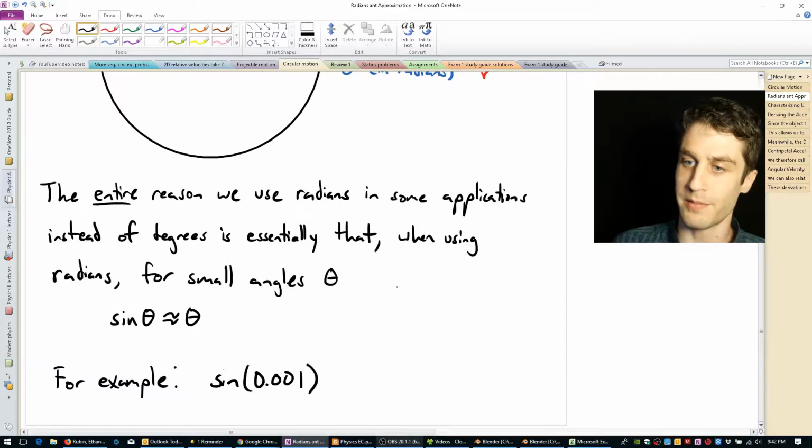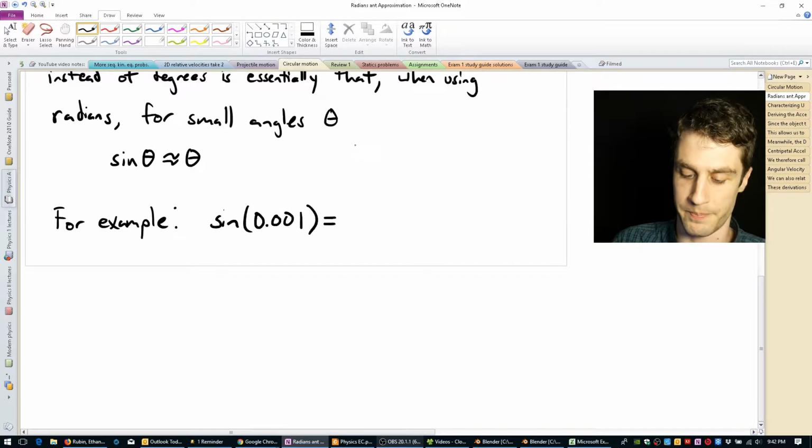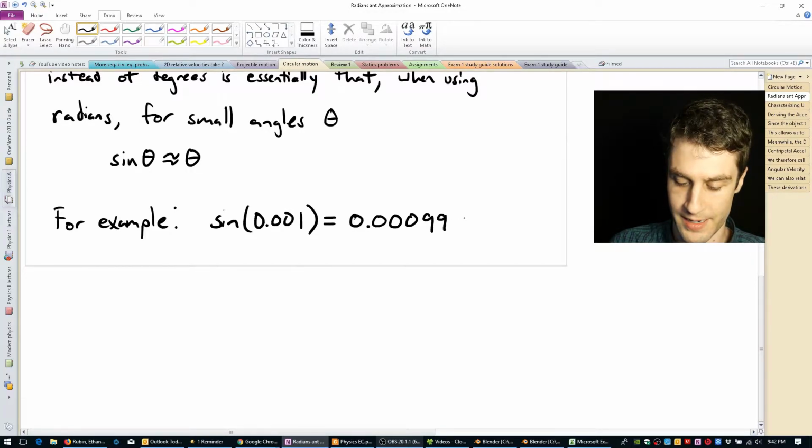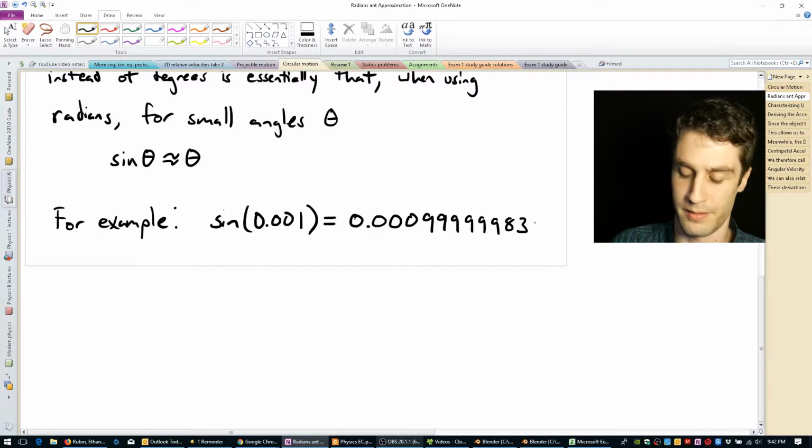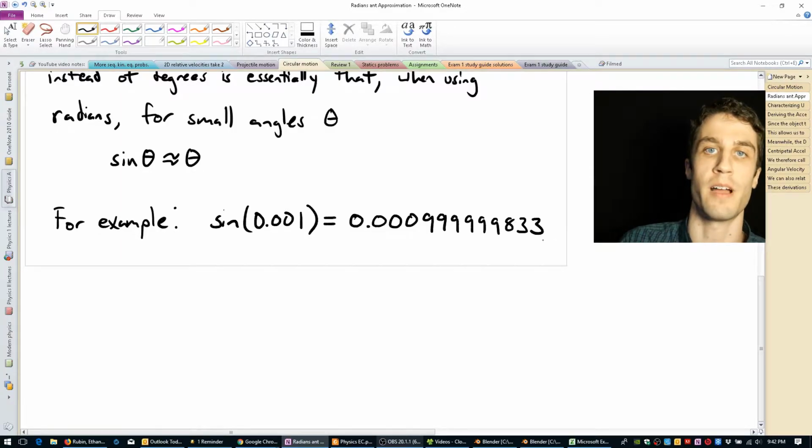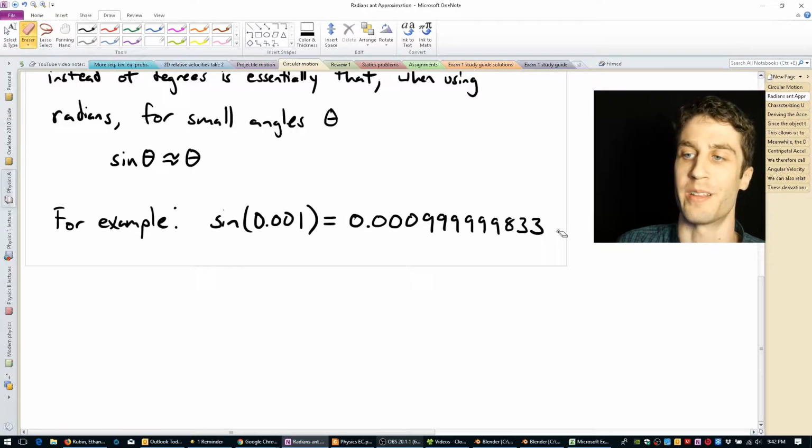And when I do it, here's what I get. My calculator tells me that the sine of 0.001 is 0.00099999833. And then there's a bunch of threes that follow after that. And this is, in fact, not going to be a rational number. It's going to be a bunch of threes for a while, and then it will change to some other numbers. But the point is that it's 0.000999999.